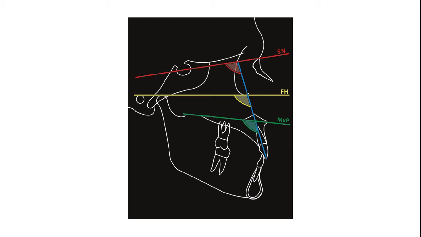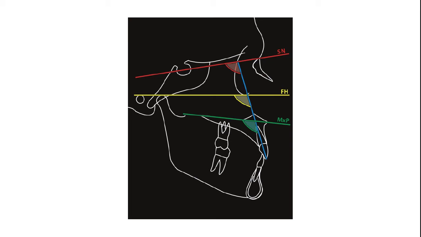The next item is the maxillary incisor to sella-nasion plane inclination. The long axis of the maxillary incisor is extended to intersect the SN plane and the posterior angle is measured. Again, the maxillary incisor crown root angle and the orientation of the SN plane must be taken into account.